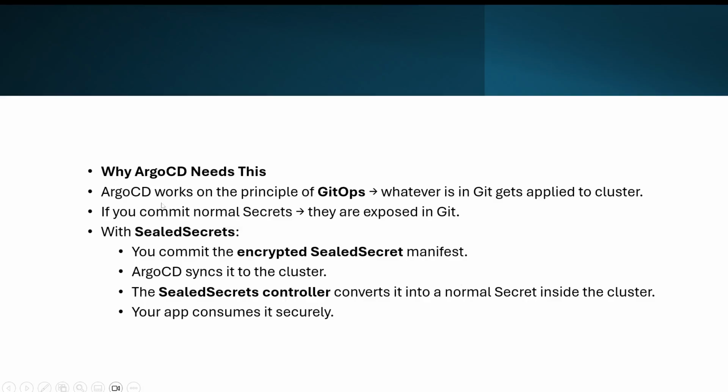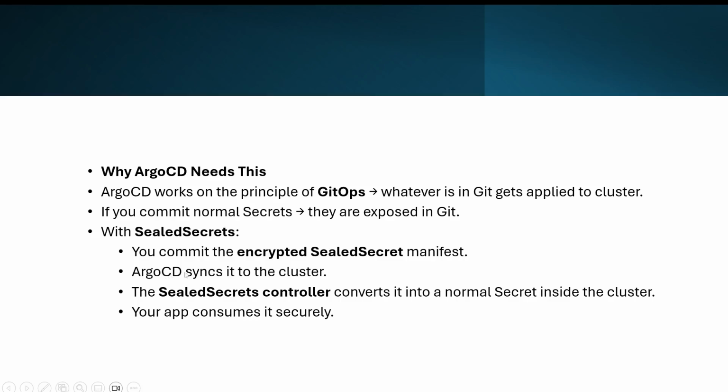And why does ArgoCD need this? ArgoCD works on the principle of GitOps. Whatever you save in Git will be pushed into the cluster, right? So if you commit normal secrets, they will be exposed in Git. With a sealed secret, even if you commit the encrypted sealed secret, it will not be exposed, because it is already secured, right? So no issues will happen.